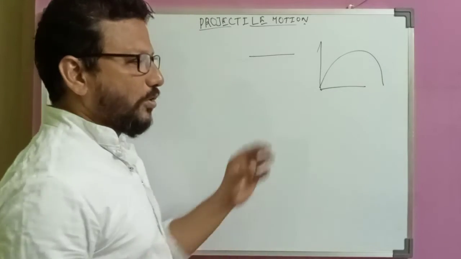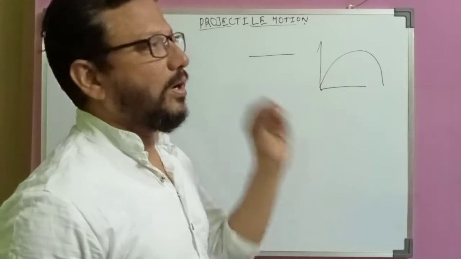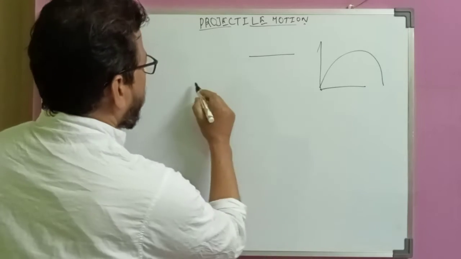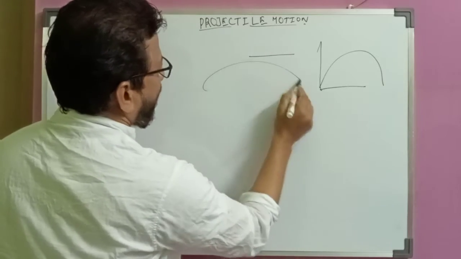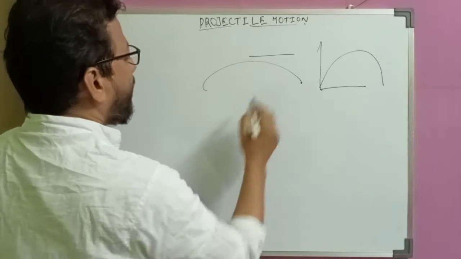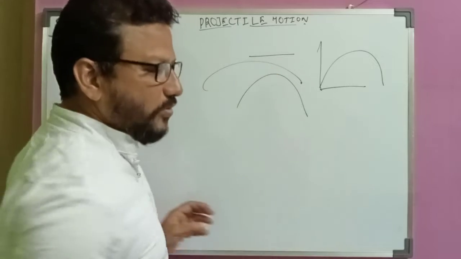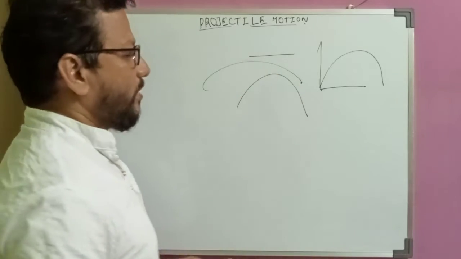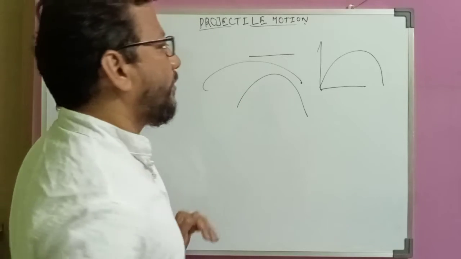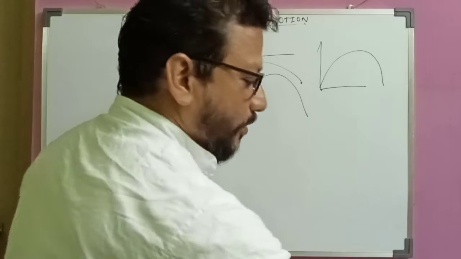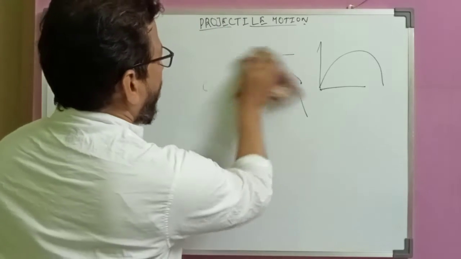If we throw a stone, it will go this way. If you throw from here, it will go this way, or maybe this way also. These are the various cases of projectile motion. Now we have to learn what projectile motion actually is.